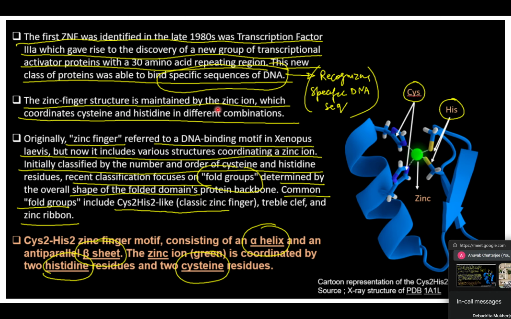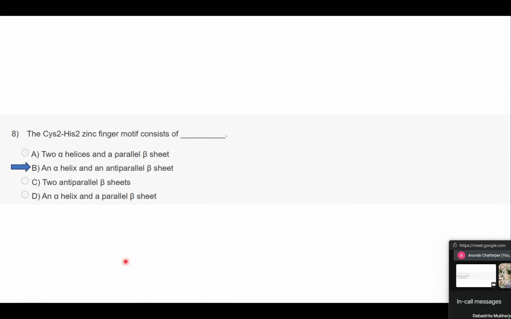The zinc finger structure is maintained by the zinc ion, which coordinates cysteine and histidine in different combinations. Originally, zinc finger referred to a DNA binding motif in Xenopus laevis, but now it includes various structures coordinating with the zinc ion, and recent classification focuses on fold groups. Common fold groups include the cysteine 2 histidine 2 like classic zinc finger, treble clef, or zinc ribbon. The cysteine 2 histidine 2 zinc finger motif consists of an alpha helix and an antiparallel beta sheet, and the zinc ion is coordinated between the two histidines and the two cysteine residues. So you have an alpha helix and an antiparallel beta sheet. So everyone was correct.